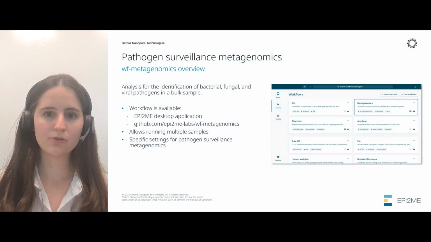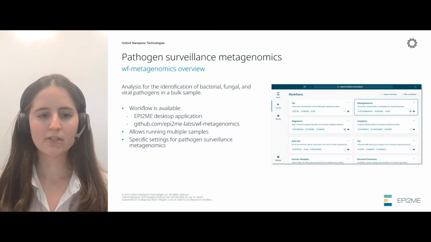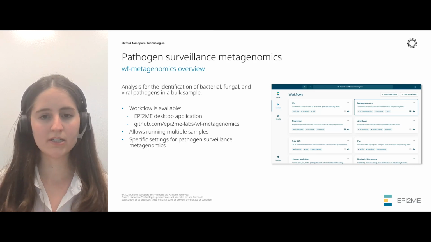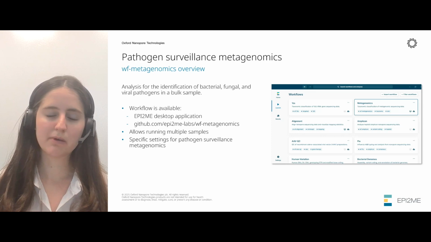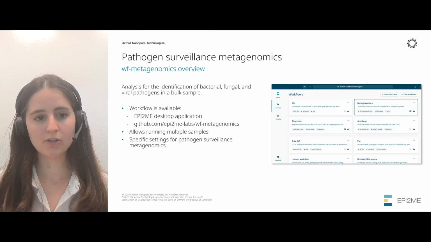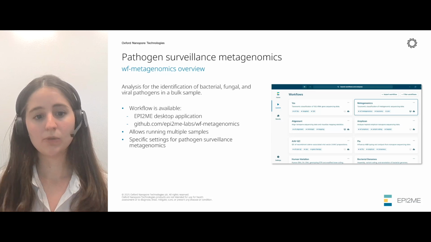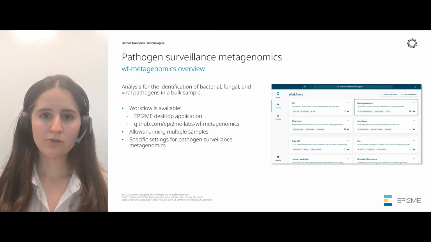We recommend using WF Metagenomics, which allows you the identification of bacterial, fungal, and viral pathogens in a blood sample. The workflow is available through the Epi2Me desktop application, but you can also run it through the command line, and it allows running multiple samples. The only thing you need to take care of is to choose the specific settings for pathogen surveillance.